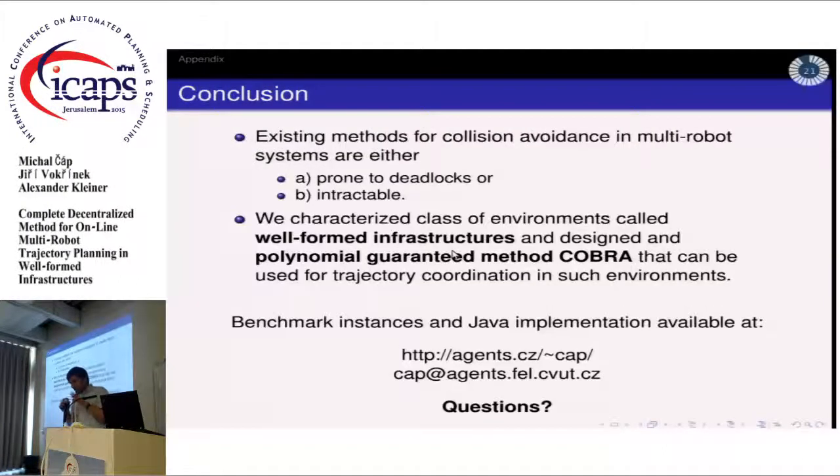Okay, to conclude. For the existing methods for multi-robot collision avoidance, there are two ways you can achieve it. One is reactive collision avoidance, which is efficient but prone to deadlock. You never know whether your robots will actually reach the destination. The second approach is multi-robot trajectory planning, which is in general intractable. So in this work, we have characterized a subclass of environments that are actually solvable in polynomial time, and devised an algorithm that can be implemented in a decentralized way and used for trajectory coordination in such environments.